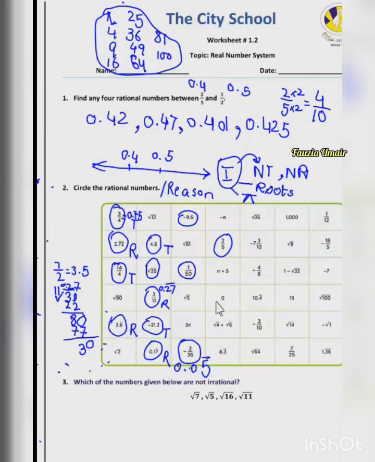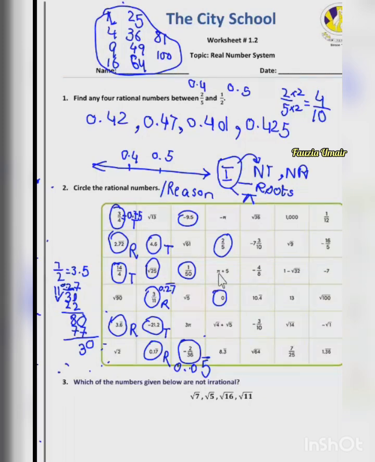Rational, because 0 is a whole number. Remember that? 0 is a whole number. Next is square root of 4 plus square root of 5. Just look at this. Square root of 4 is basically 2. It's a rational number. But when it is added to an irrational number, the answer becomes irrational.